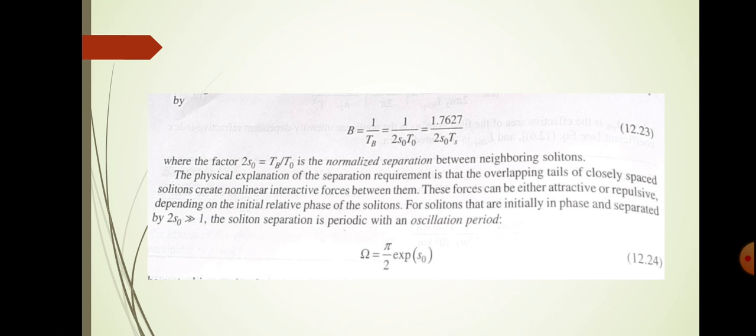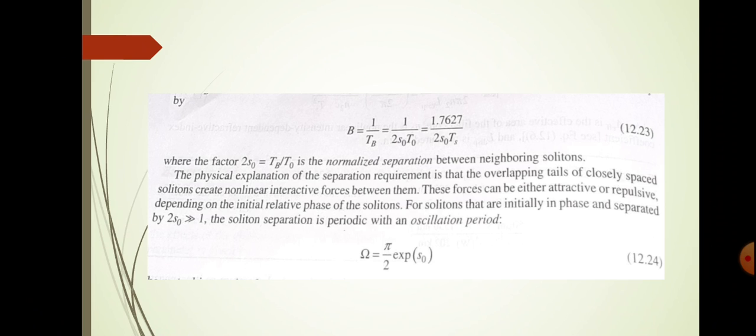So we have the equation B equal to 1.7627 divided by 2S0 into TS. In this equation 2S0 is TB by T0, and that represents the separation between the neighboring solitons. Next, the physical explanation of the separation requirement is that when solitons are very close to each other, there will be some overlapping between the solitons. This overlapping creates a nonlinear interactive force between the solitons, and these forces may be either attractive or repulsive. That depends upon the initial phases of the solitons.